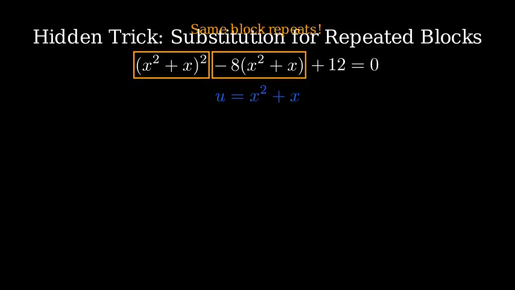Now, define u = x² + x. Then the equation becomes u² − 8u + 12 = 0. Now we are in familiar territory. This is a standard quadratic in u.